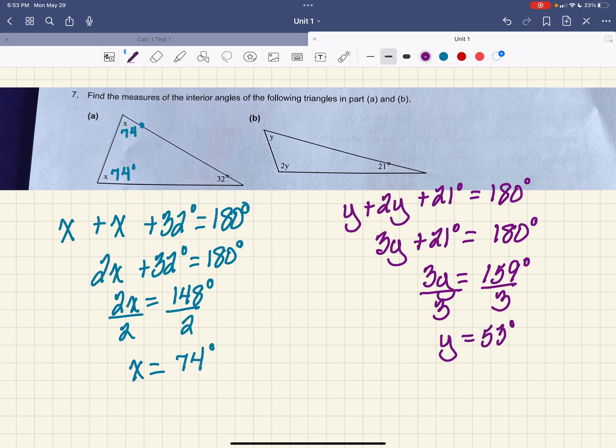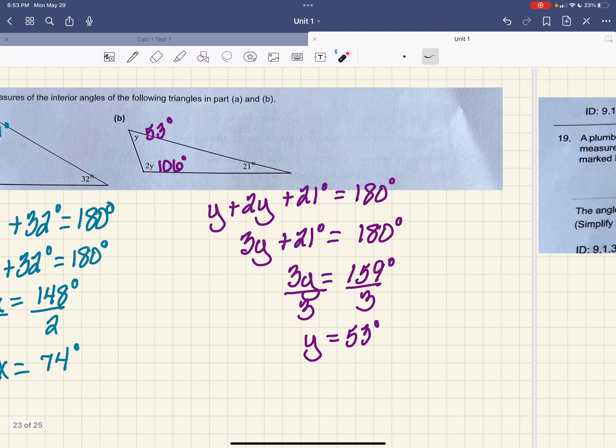Now, be careful here because this angle is y by itself. It's just 53 degrees. But this angle right here is 2y. So I have to do 2 times 53 to get the measurement of that angle. And 2 times 53 degrees is 106. Okay, and you can always check that by adding these three angles together and making sure that you get 180 degrees.